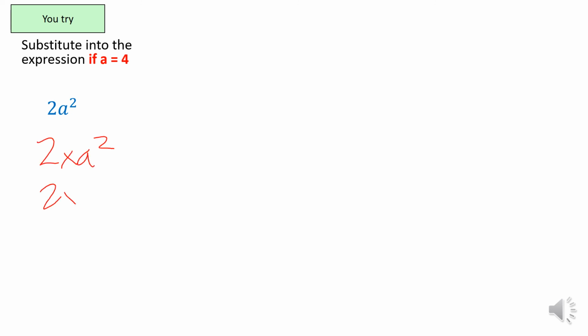Let's go again. Pause the video and have a go. So this one over here will be 2 lots of a squared, which is 2 times 4 squared. And you can obviously do it sideways. I can write underneath here, which is 2 times 16. Because we do the powers first, that would be 32.